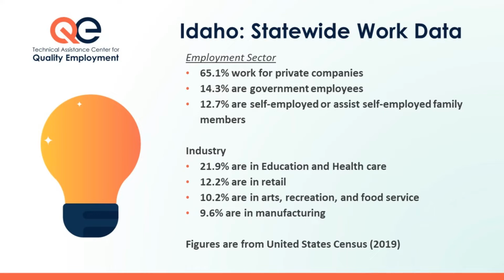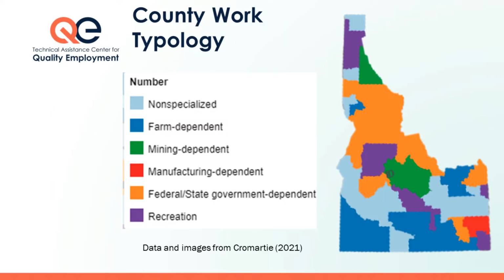About 1 in 10 Idahoans work in manufacturing, which is again about half the percent that work in education and healthcare. Let's try to break down these economics more specifically by county, because each county has a different economy. The USDA's Atlas of Rural and Small Town America identifies counties that are what they describe as farming dependent.